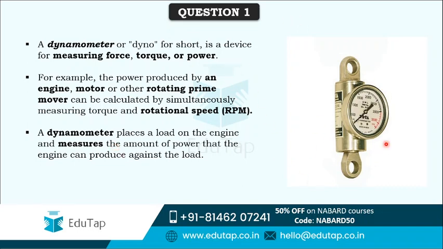Here we have the picture of a dynamometer, as you can see, and a dynamometer places a load on the engine and then measures the amount of power that the engine can produce against the load. So in this way, a dynamometer measures the power of an engine. Now it must be clear in your mind what a dynamometer is. It measures force, torque or power. And how does it measure? By placing a load on the engine and then measuring the amount of power. So this was about the dynamometer. Now let's move forward to our next question.